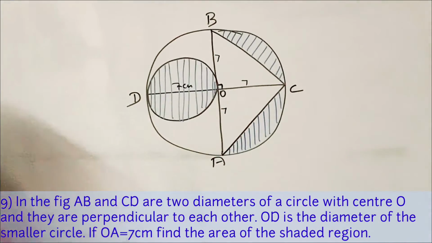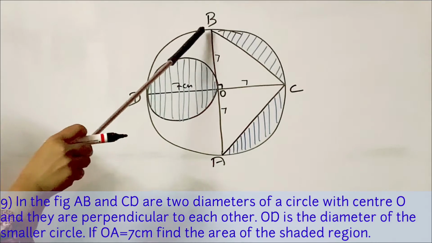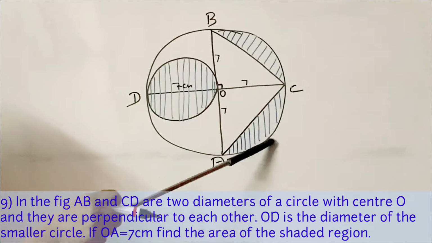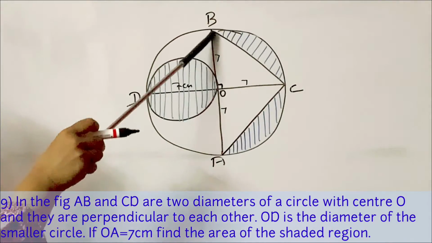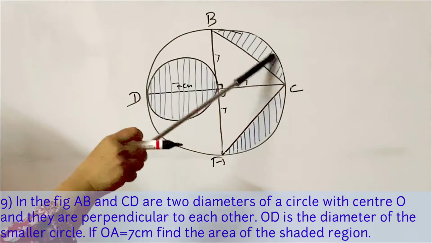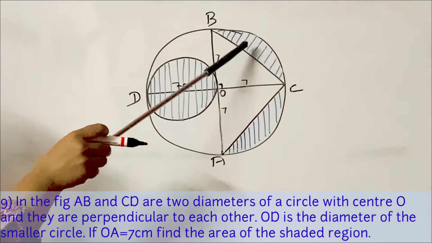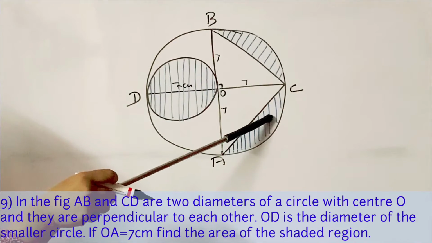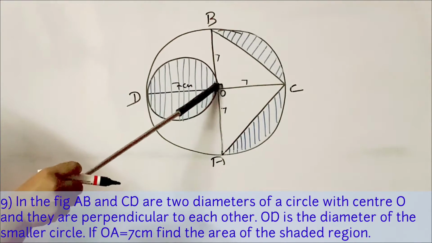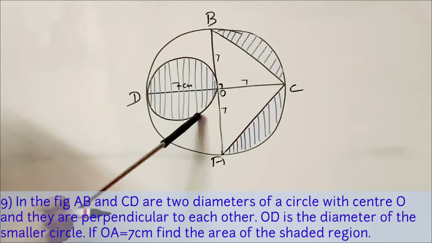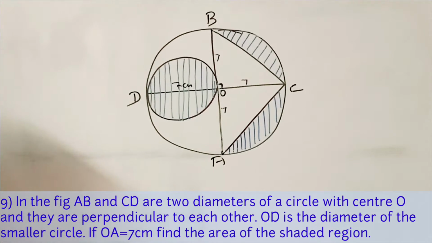Then how will you find out the area of the shaded part? Area of the shaded part is equal to the area of the semicircle. Look here, this is a semicircle, isn't it? Area of the semicircle minus area of the triangle. Then you will get these two areas. And after that, add the area of the circle. Then we will get the total shaded area.